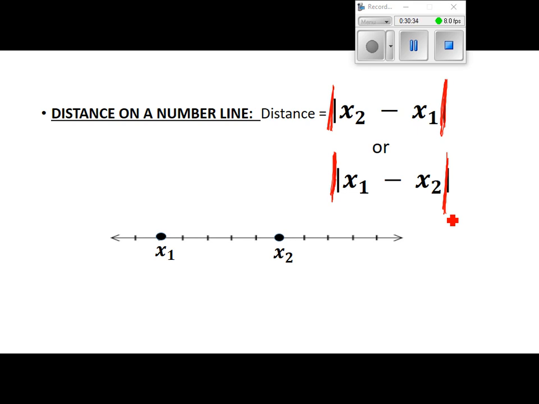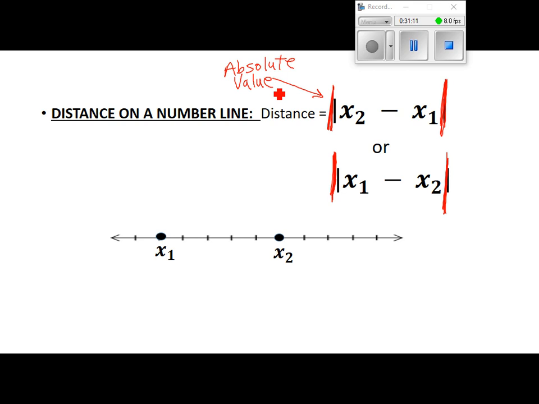This is the mathematical way to do this if you're on the number line. First thing, looking at these, what do these bars mean? Absolute value. What do you know when you take the absolute value of something? It's always got to be positive. It's like the distance, right? Absolute value is actually the distance that number is from zero on the number line, and it's always got to be positive.